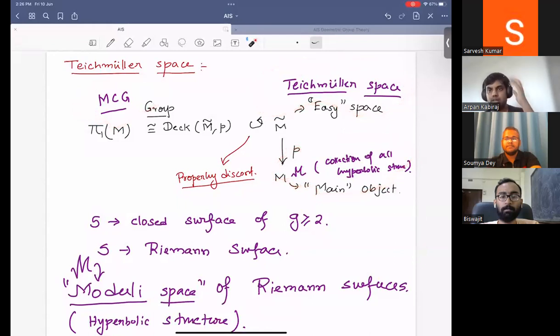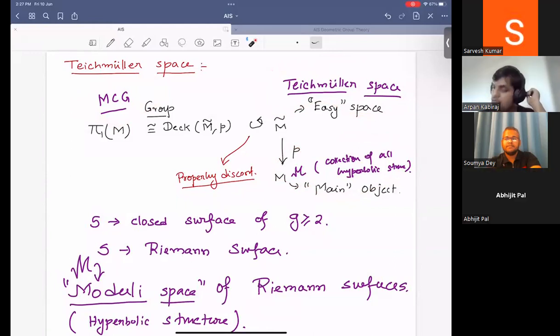Okay. So now, any questions so far about this picture? It's just a brief overview of where these things come from. Sir, what did you tell about Teichmüller space? What is the definition, the main definition? I will come to the definition now. This is just to motivate where the Teichmüller space is coming from.